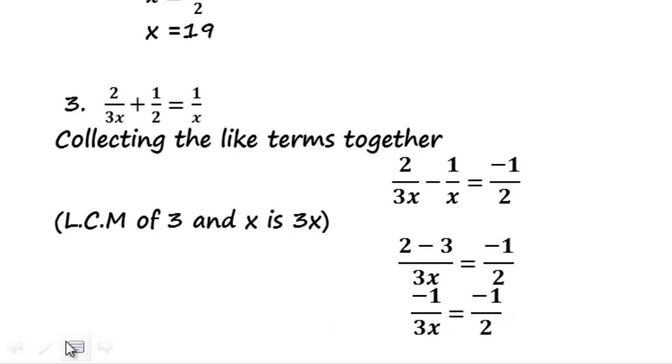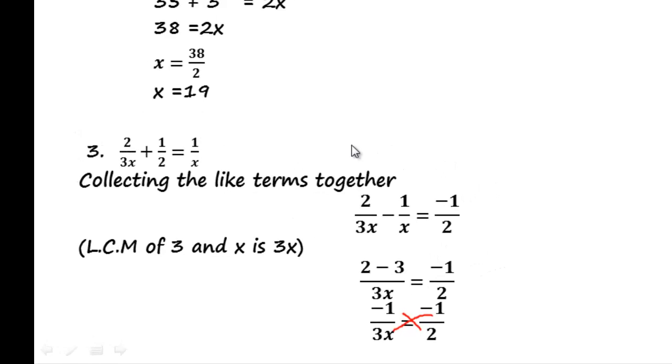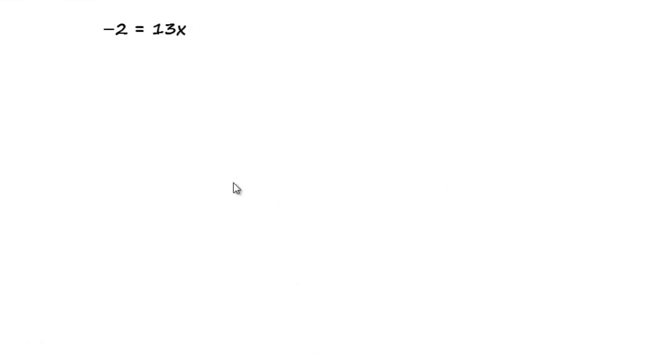You can cross multiply here to say minus 1 times 3 equals minus 1 times 2. Are you following? So let's move on. Now minus 1 times 2 is minus 2, and minus 1 times 3 is going to be minus 3x. We have minus 3x here.